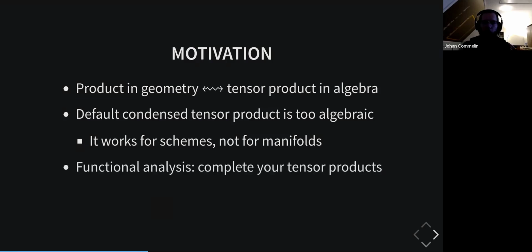you get stuck. And functional analysis for a long time has known the answer, except that there were many answers. So the point is you have to complete your tensor products. So we need a notion of completion. And that's what analytic rings are all about. They give you a way to take modules over your ring and complete them.